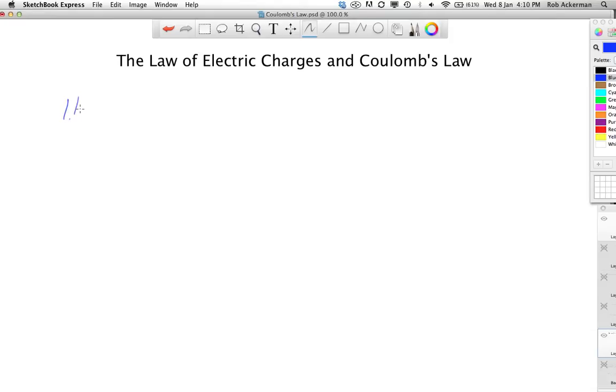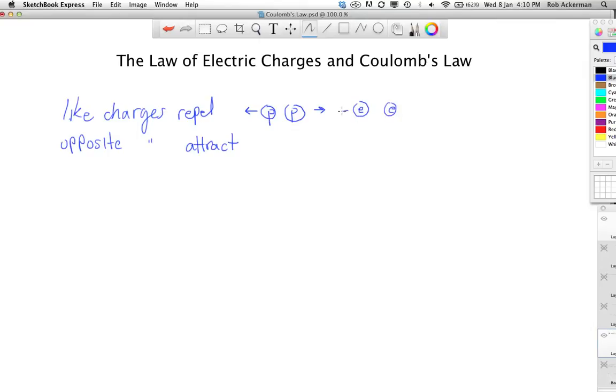So I'm going to write here, like charges repel and opposites attract. Now you have to be careful. If we're talking about individual point charges, such as maybe two protons, which I'll designate like this, then yeah, they're going to repel one another. If we're talking about two electrons, then they're going to repel one another.